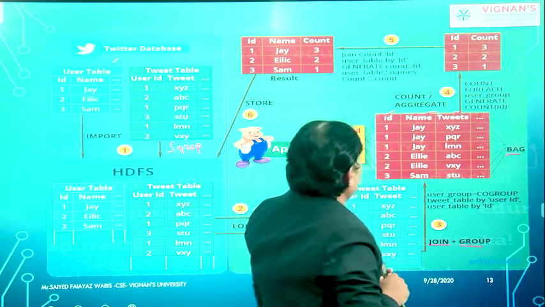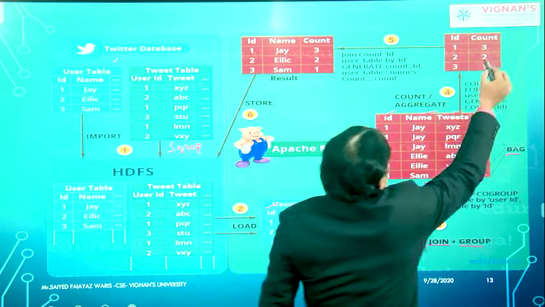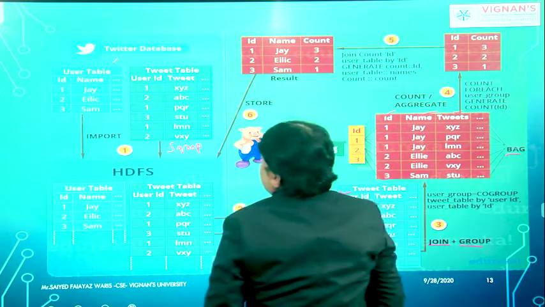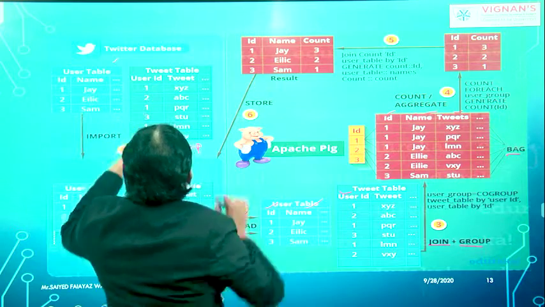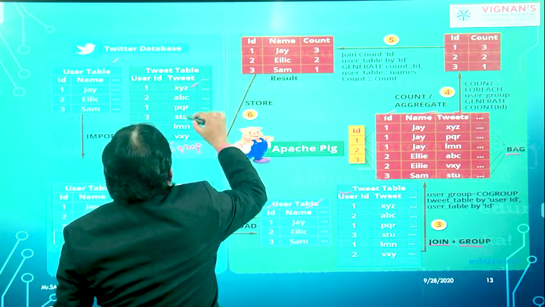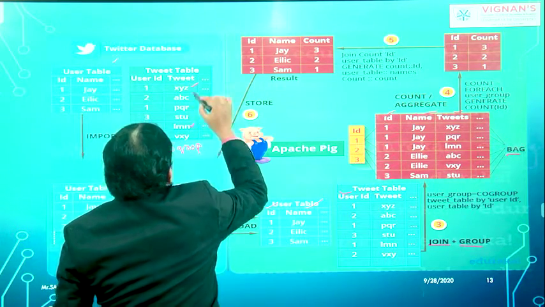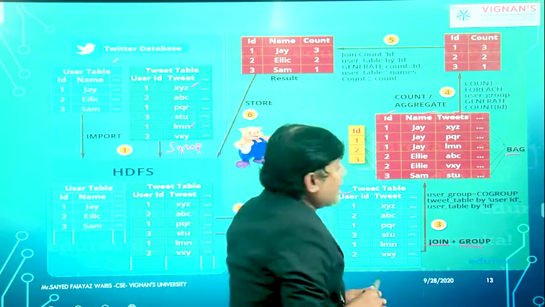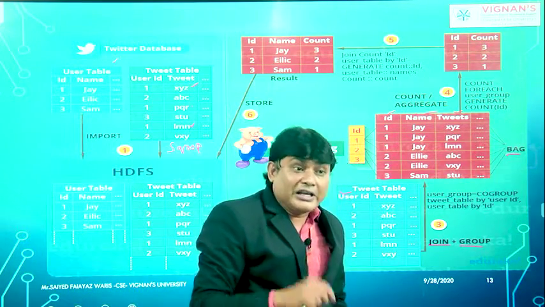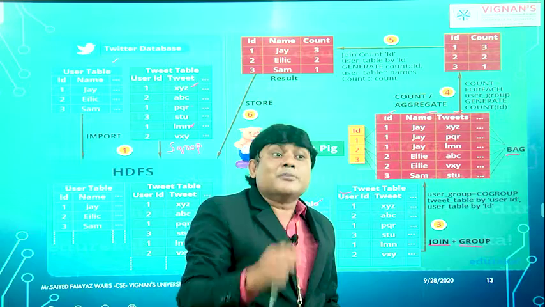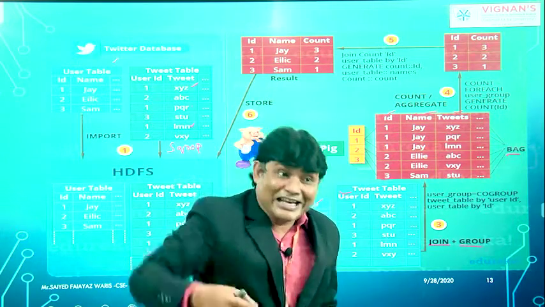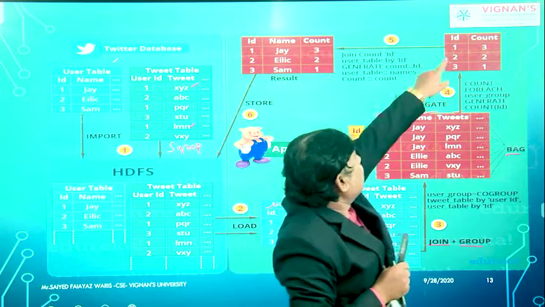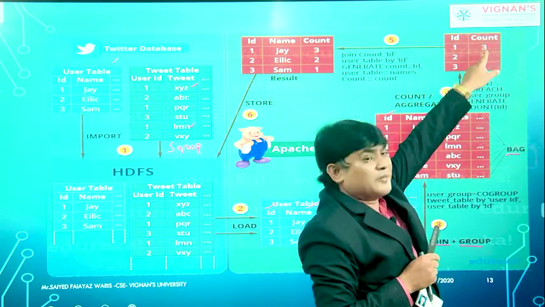Now for ID 1, how much count did he make? He made a count of 3, which means he made 3 tweets. So if you see here, ID 1, 2, 3, how many tweets did they make? He made 3 tweets. It means that we are analyzing, for each user, how many tweets they are making. So you are doing some kind of analysis. So you see here, the ID 1 has made how much count here?